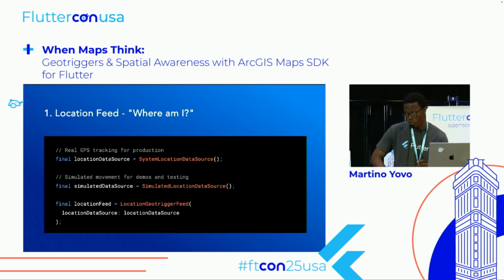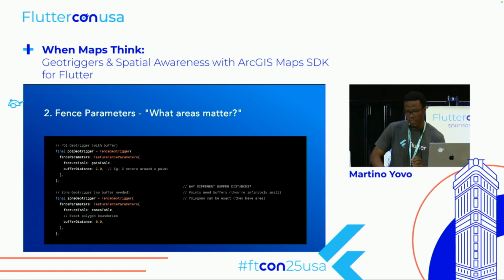But I'm going to walk you through how you can define a system location data source for a production app. And after having that, you can pass it to the location geotrigger feed class. This is going to be the element that tells the user where it is.